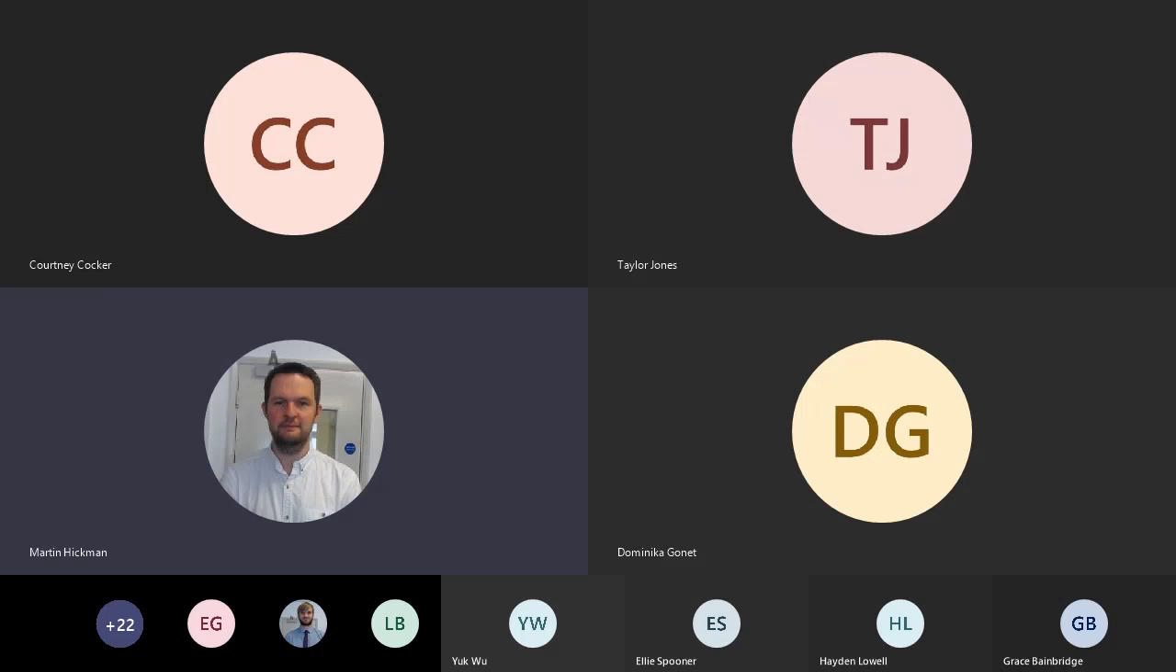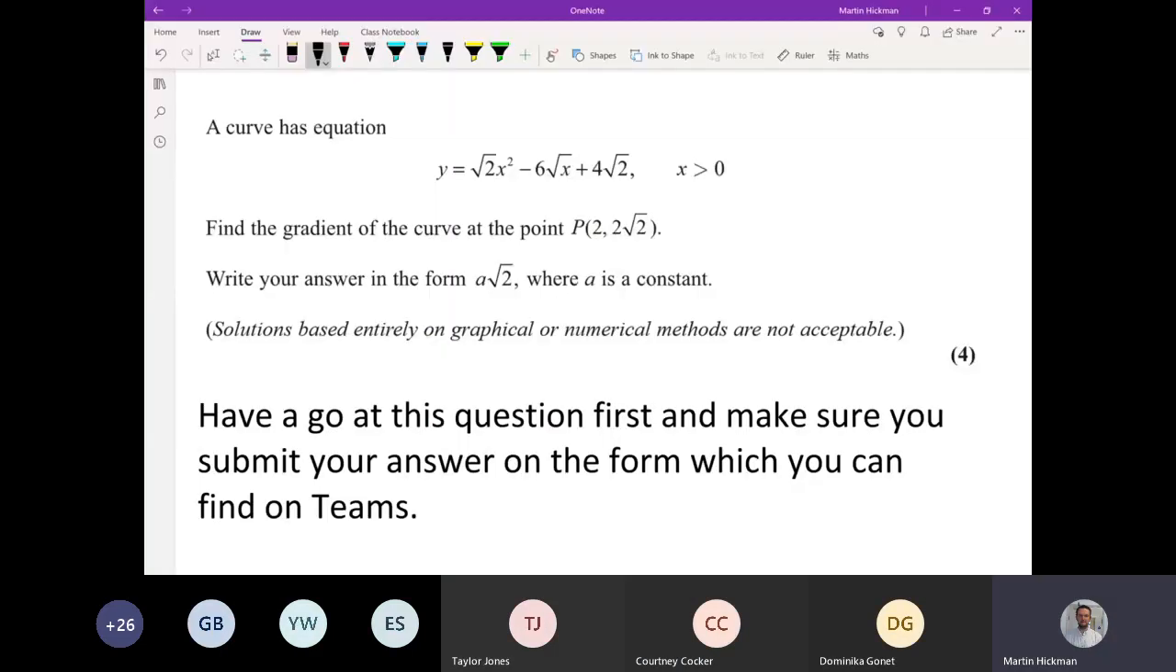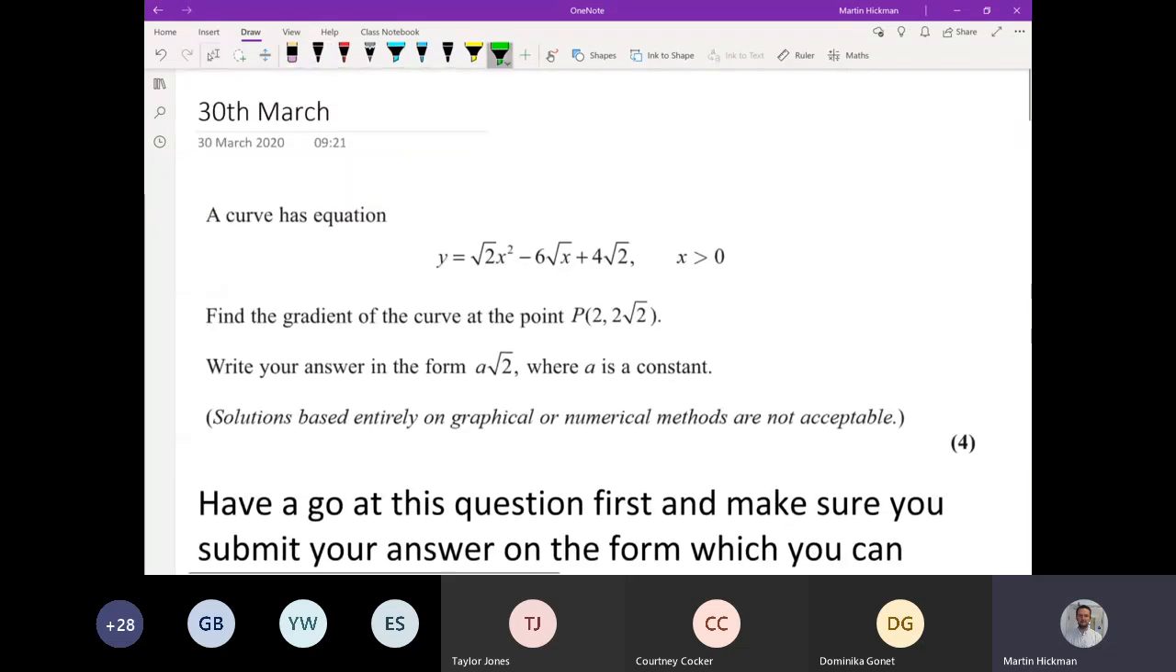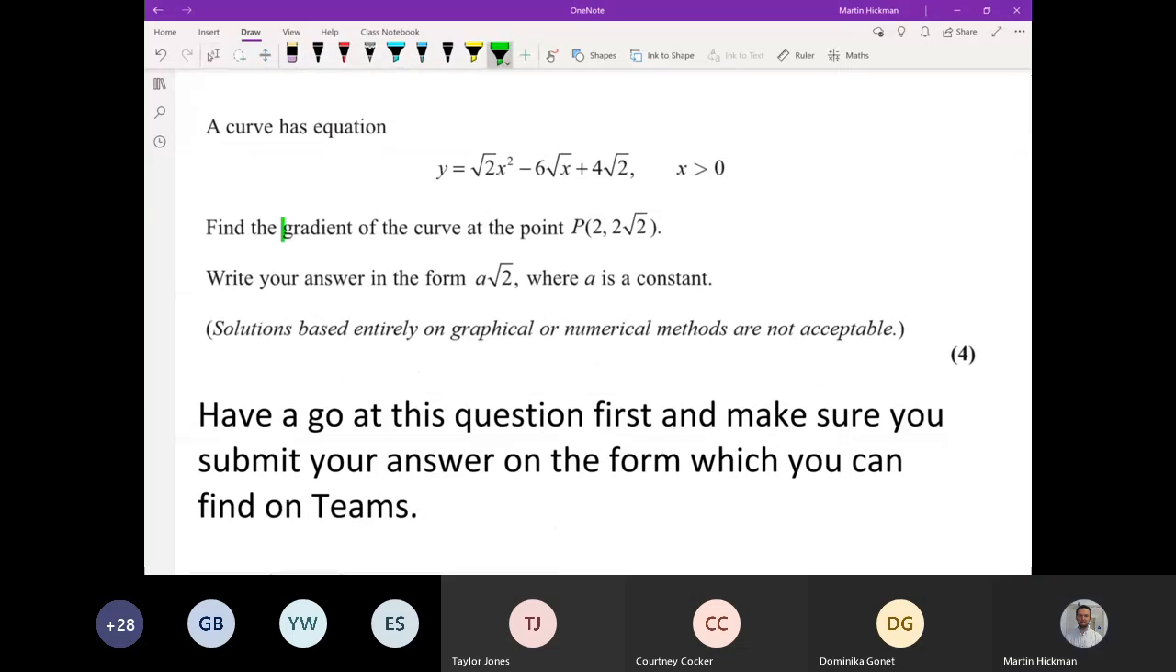So I gave you this question to start off with, and I didn't actually tell you which topic this would involve because I wanted you to figure out which skill you needed to use. Now here, we're asked to find the gradient of the curve, and we're given this equation y. So to find the gradient, we're going to need to differentiate, because remember, when I differentiate, I find my gradient function.